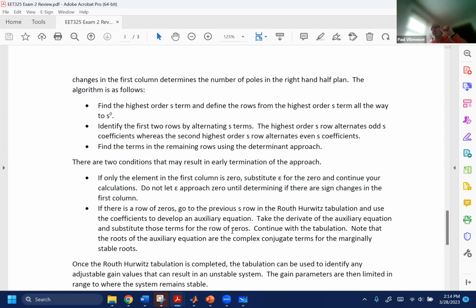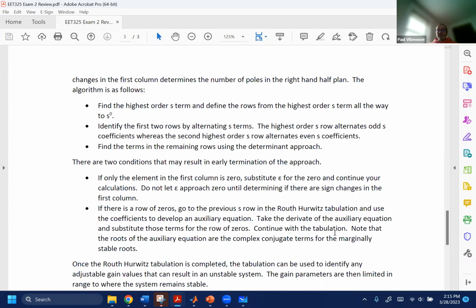So if it's a row of zeros at S to the 1, we grab the coefficients from our S squared row. Our auxiliary equation is those coefficients multiplied by the S terms in the previous row. So if it's S squared, we take the first coefficient, multiply that by S squared, and the second coefficient, and multiply that by S to the 0. Just like we did in the first two rows where we alternated coefficients based on the multiples of S, we do the same thing for the auxiliary equation. Then we take the derivative of the auxiliary equation, and the coefficients that we end up with there are going to end up in the row of zeros. And then we continue from there.